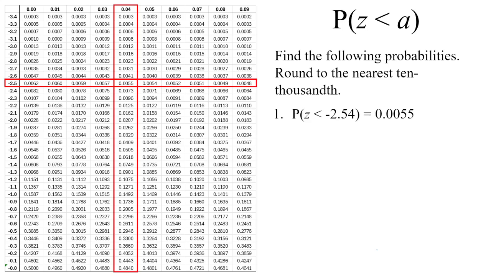Let's say you want to find the probability that the z-score is less than negative 2.54. You look at the row that has negative 2.5 and the column that says 0.04. Negative 2.5 plus 0.04 is negative 2.54. Where they intersect is your probability. Therefore, the probability that the z-score is less than negative 2.54 is 0.0055.